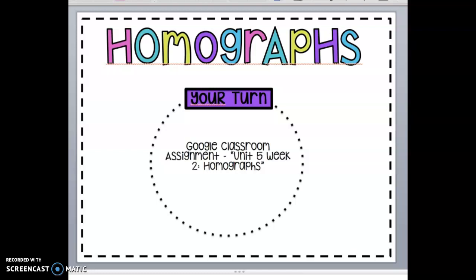Now, your turn is going to be to head to Google Classroom to complete the assignment that's titled Unit 5, Week 2, Homographs. You're going to be doing the same thing that we did in the example section of this lesson with different words.